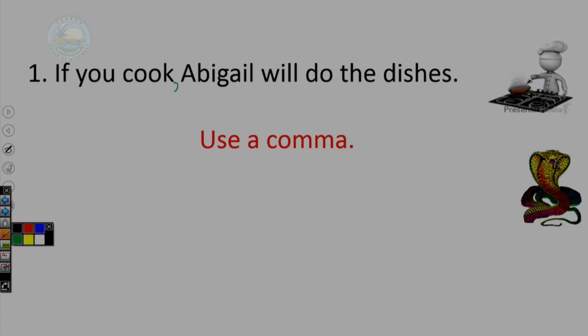When a sentence begins with the subordinate clause, and this part of the sentence is called the subordinate clause, we use a comma to separate the subordinate clause from the principal clause. So this will be the principal clause, and here is the subordinate clause. So we use a comma to separate the subordinate clause and the principal clause. Let's try one of those sentences.